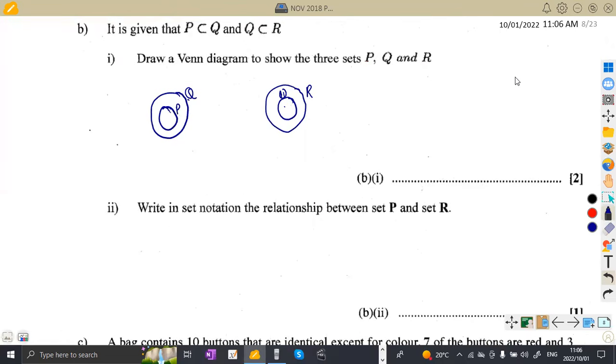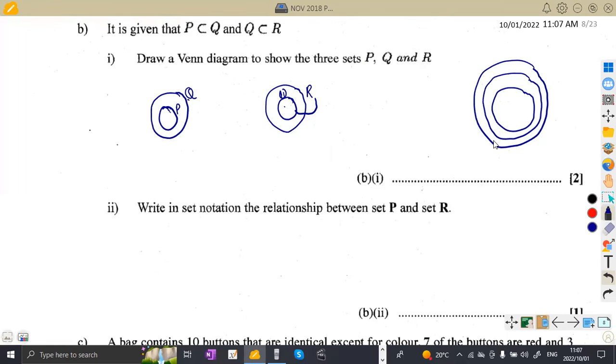So we are going to have our set R as the major set, which is going to have set Q inside. But the set Q also has P inside, so it is going to have P like this. Take note, R contains Q, but the Q that we are talking about is also affected by P, because P is inside of Q. So that's how we are going to have this at the end.